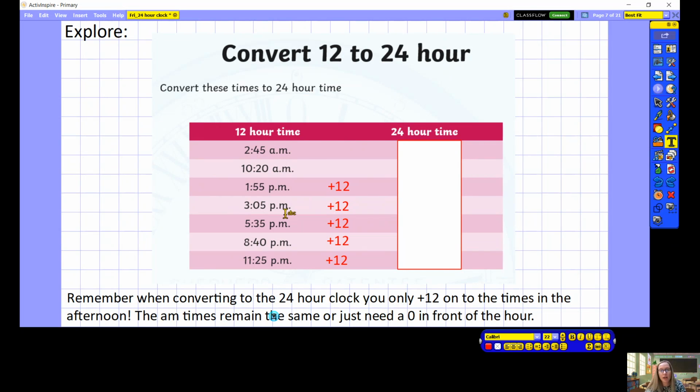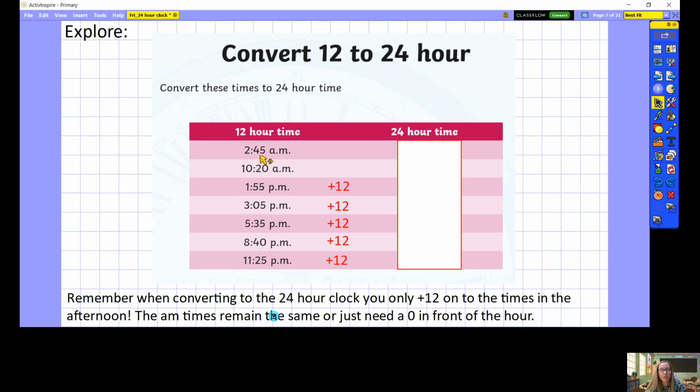So here you can see some times, some are AM and some are PM. And to help us to convert the times, we need to remember that rule of adding 12 to the PM time. So remember, when converting to a 24-hour clock, you only add 12 on the times in the afternoon. So those are the PM times, because you add the 12 on from any time from 12 o'clock at lunchtime. The AM times remain the same, or you just put a 0 in front of the hour. So let's have a look at the first one together.